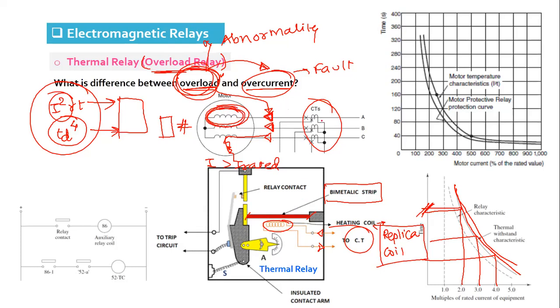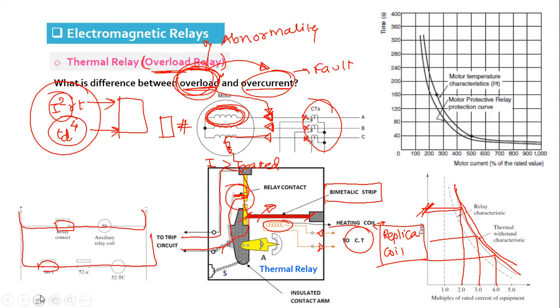So until the rated current, the bimetallic strip will not bend. But if the current drawn by the motor is more than the rated value, the bimetallic strip will bend, and as it bends, the spring operated arm, you can see here, will be attracted towards this, and then from here the normally open contact closes. That is given in series with the auxiliary relay coil, and the auxiliary relay coil will trip the circuit breaker. So the breaker will open, and the equipment will be released from the overload condition.